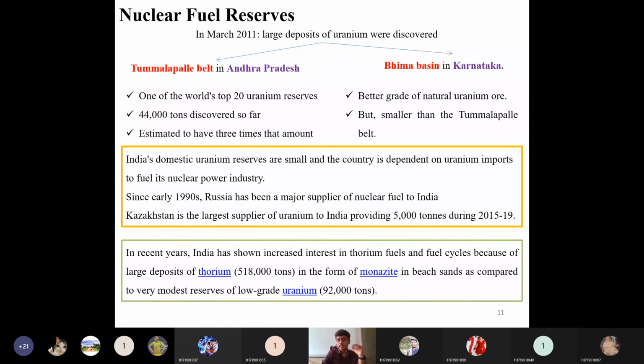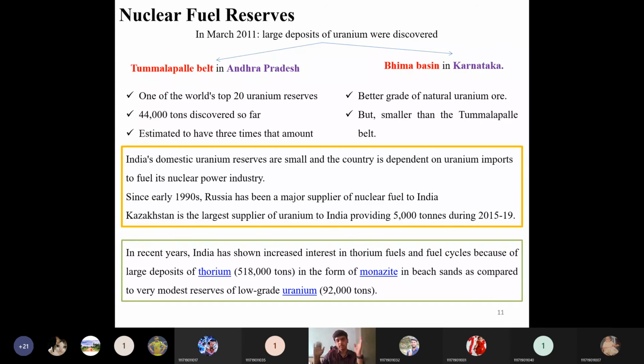This thorium is located in the form of monazite in the beach sands, as compared to the very modest reserves of low grade uranium. Uranium is contained in very, very low grade. To purify that, to concentrate that, we have to invest a lot. The power generation cost will be very high. But whenever we find an alternative of using thorium, it will be very advantageous for us.